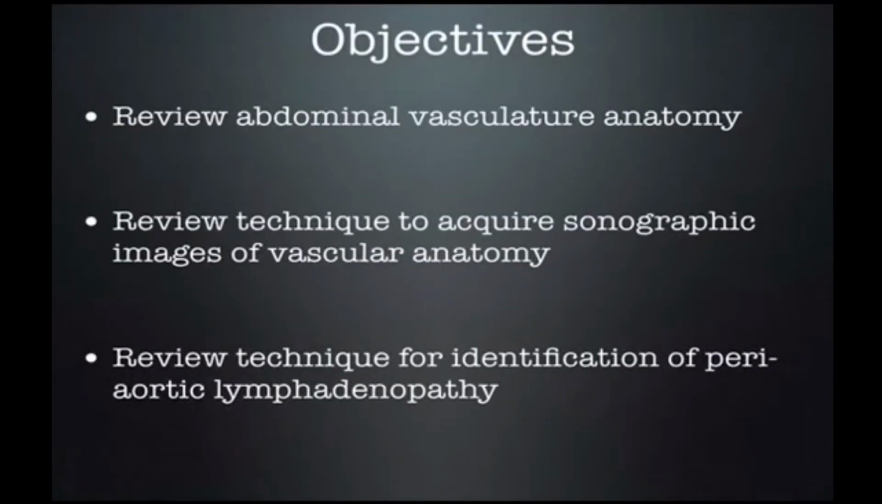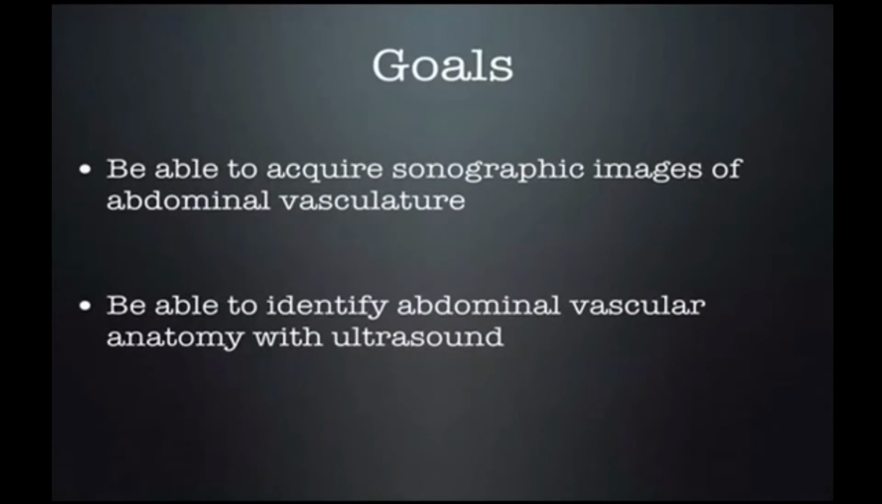In this presentation, we're going to review the abdominal vasculature anatomy. We're going to review the technique to acquire the sonographic images for the vascular anatomy, and we're going to review the technique for identification of peri-aortic lymphadenopathy. By the end of it, I hope you'll be able to acquire the sonographic images of the abdominal vasculature and, of course, be able to identify that vasculature. And this presentation really serves as a great prerequisite not only for the ultrasound evaluation of abdominal aortic aneurysm, but also general orientation when doing sonography of the abdomen.